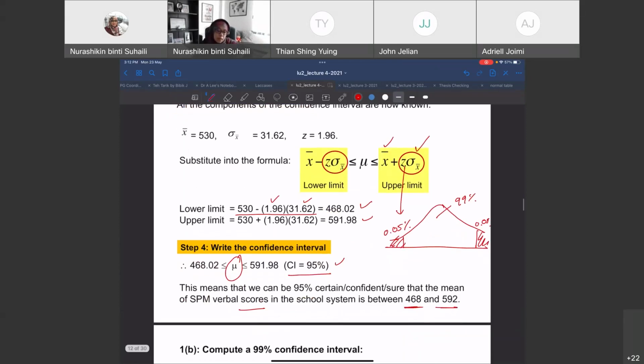Okay, so the answer for a confidence interval should always be in the form of a range like this. You should use this symbol. It doesn't have one whole number. It should be this kind of answer, a range.